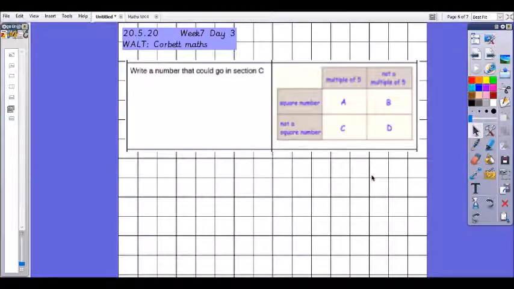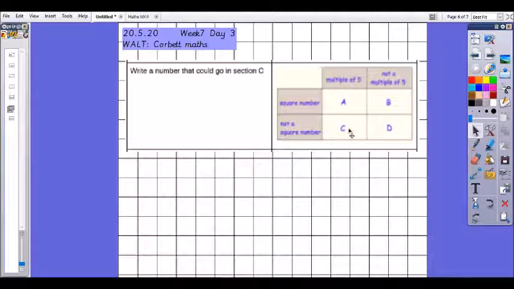The next question, we are having a look at this Carroll diagram here. Now these diagrams help us to sort numbers using these headings here. So for example, a number that is not a multiple of 5 and a square number would go in B. We want to work out a number that would go in section C.